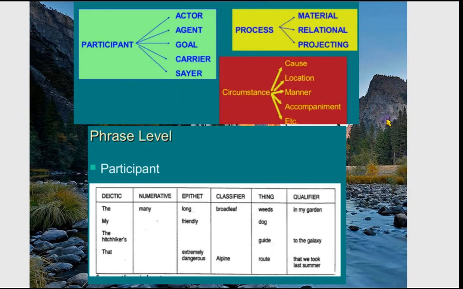More important information regarding systemic functional grammar, just to take a look at it. The participant could be the actor, the agent, the goal, the carrier, the sayer, the subject. The circumstance, look, cause, location, manner, accompaniment, could be an adverb as well. Place.